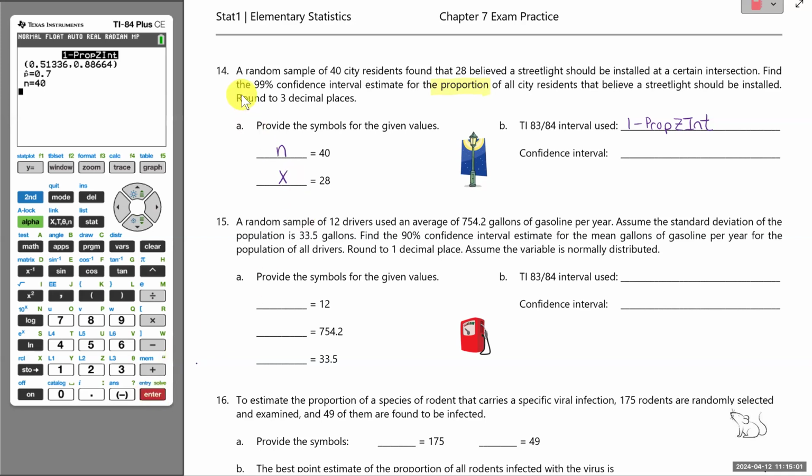Okay, and the directions indicate to round to 3 decimal places. So our confidence interval lower limit will be 0.513, and then less than. And then the population parameter, that symbol is P, and then less than, our upper limit there is 0.887.